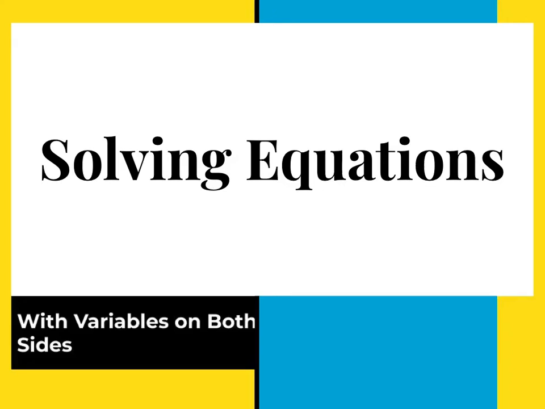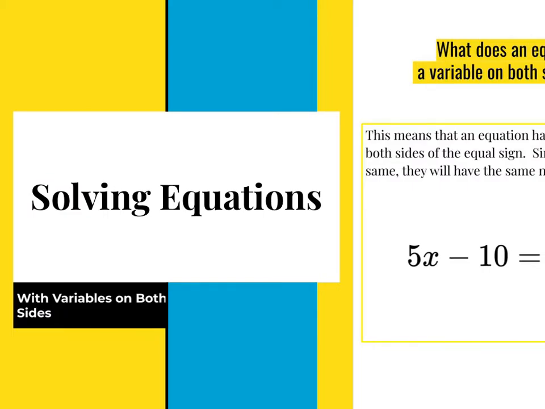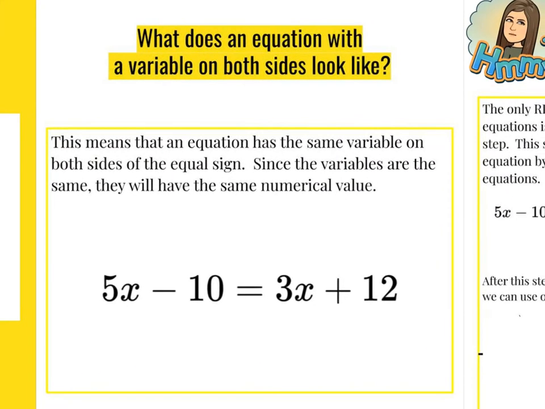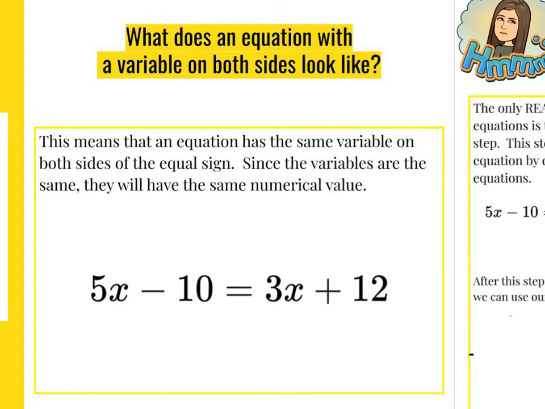Solving equations with variables on both sides. Now what does that look like? Well, we have here an example of an equation with variables on both sides. 5x minus 10 equals 3x plus 12. So we have a variable on the left and the same variable on the right. Now since they both are the same variable, in the end they will have the same numerical value.